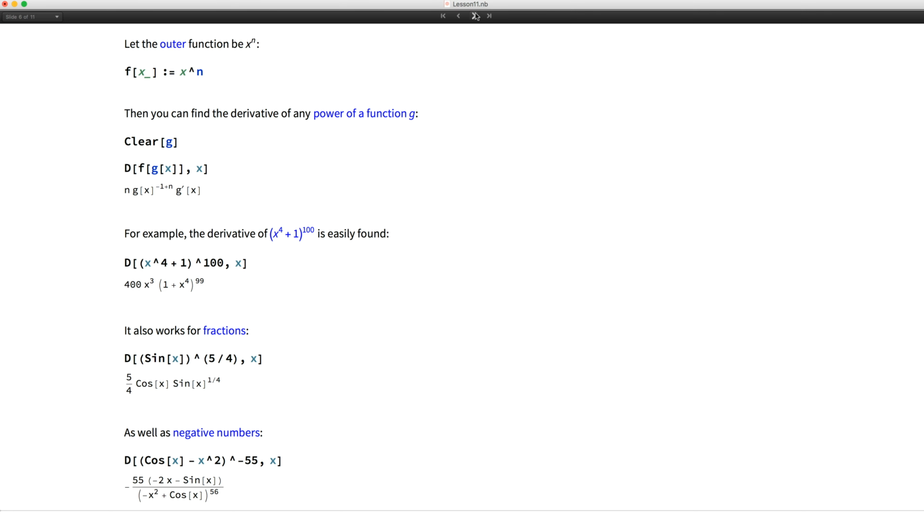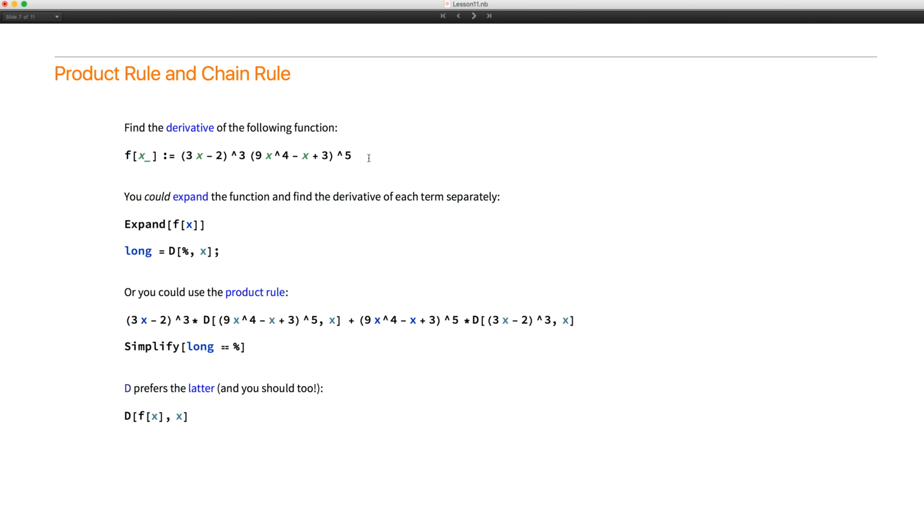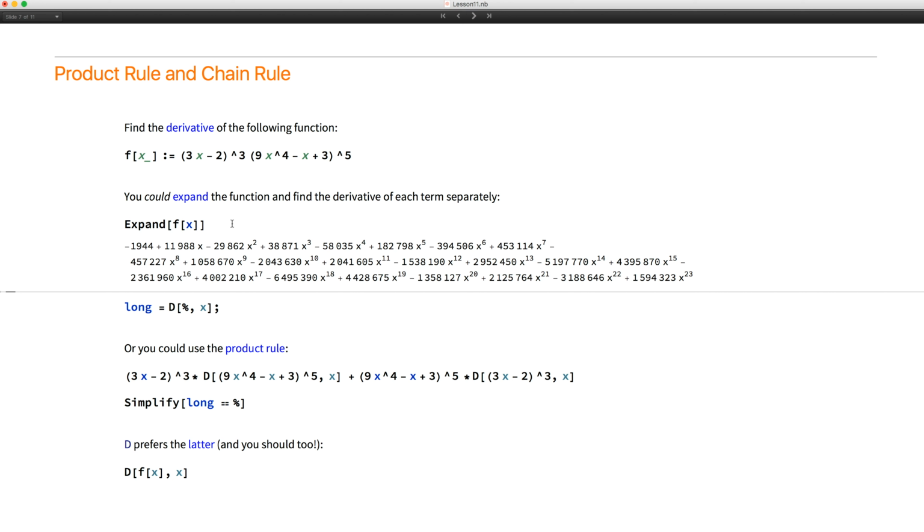Okay, now if you have a product like over here, so f of x is a product of two things: (3x minus 2) the whole cube and (9x raised to 4 minus x plus 3) the whole raised to 5, you might think that the best way to do it is to expand f. Well, you could do that and then find a derivative, but that's going to be a long, messy answer. So a much better way is to use the product rule and the chain rule together.